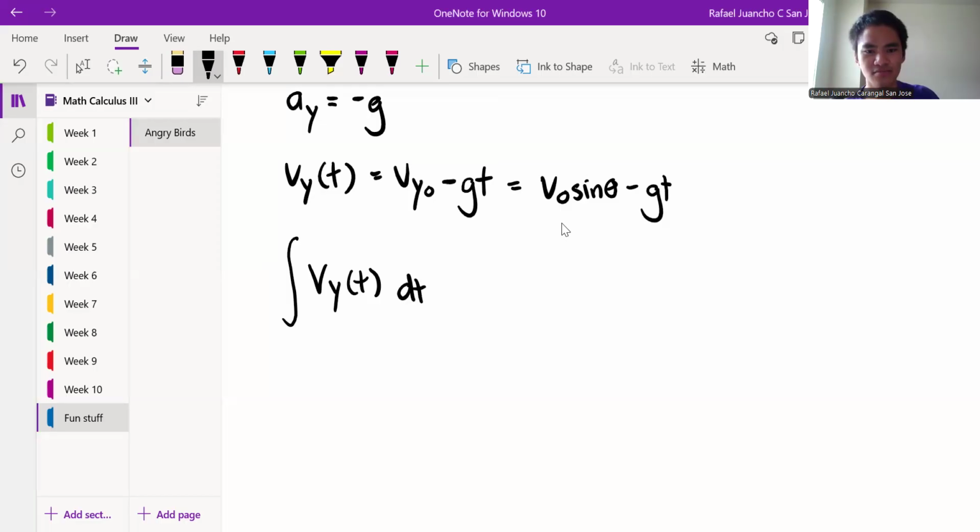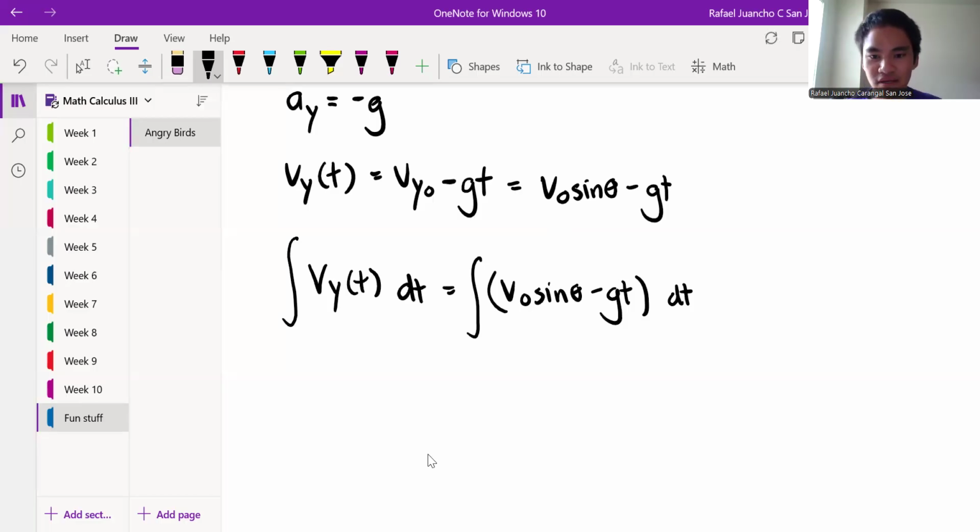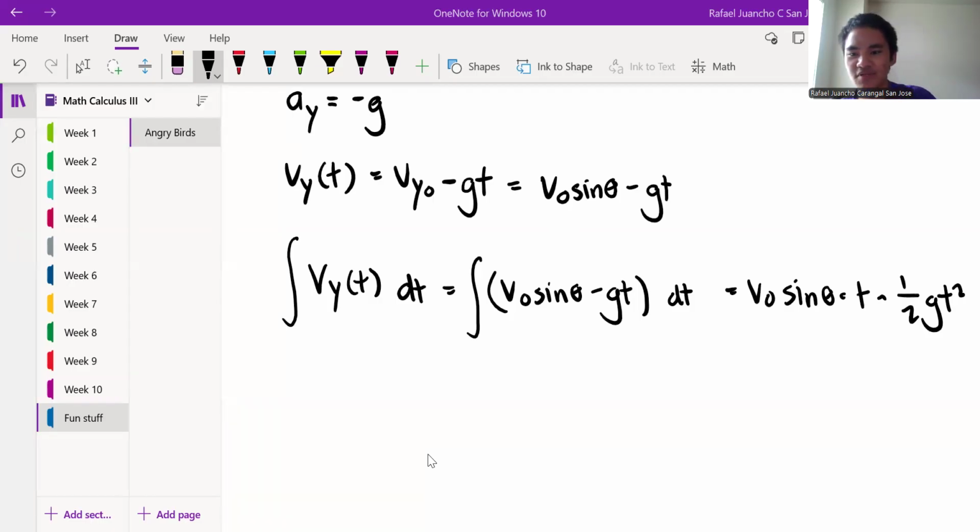So dt. This is just going to be v naught sine theta minus gt dt. And then we just integrate that whole thing. And so we'll basically get v naught sine theta times t minus one half gt squared plus some constant, which we don't care about. So that's how we were able to get that.